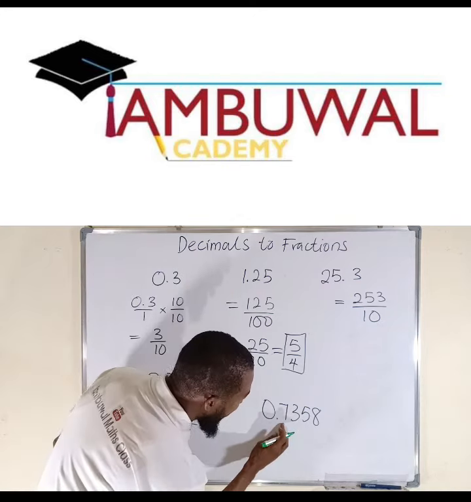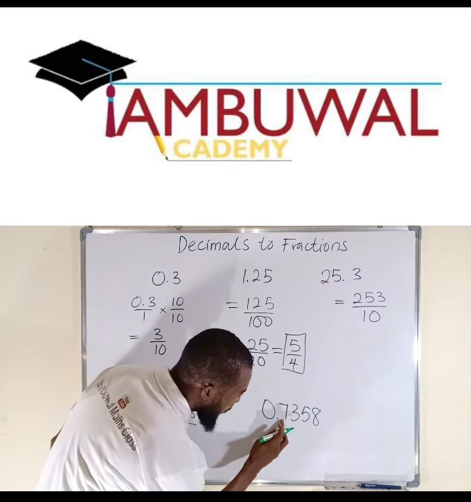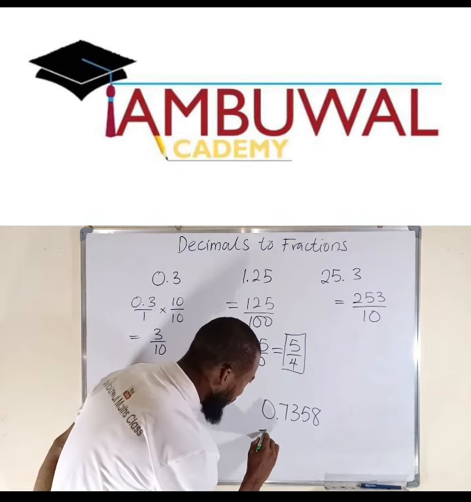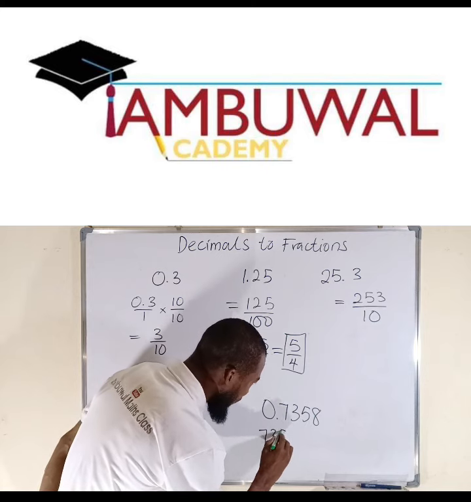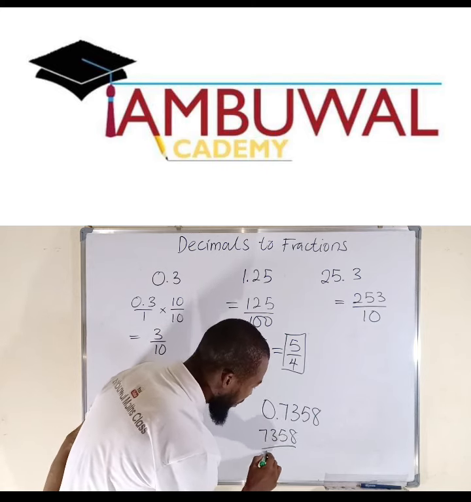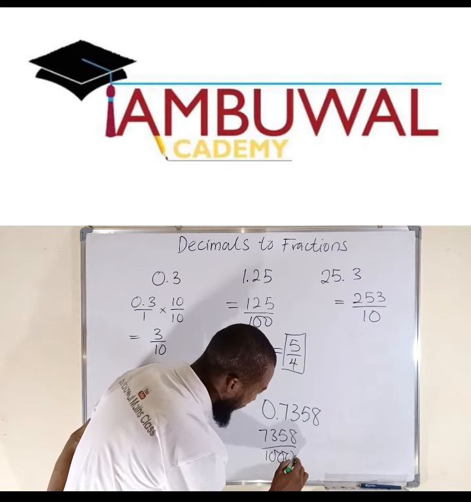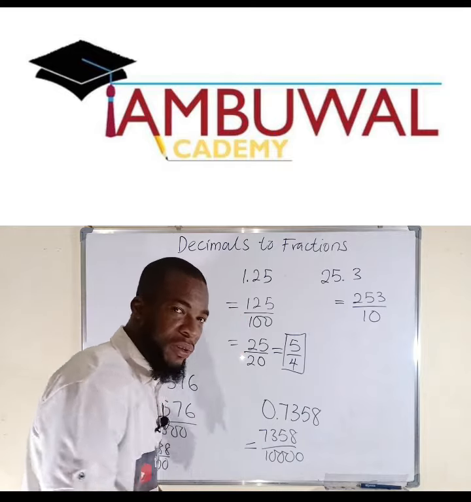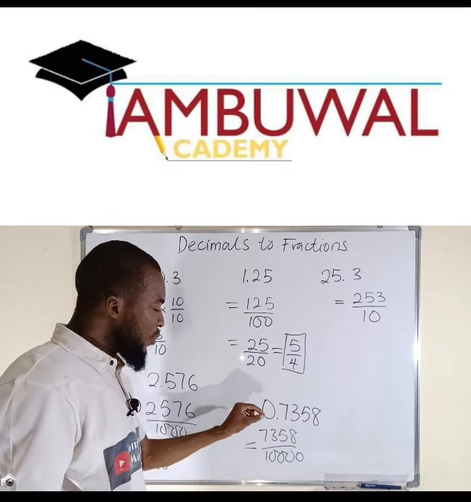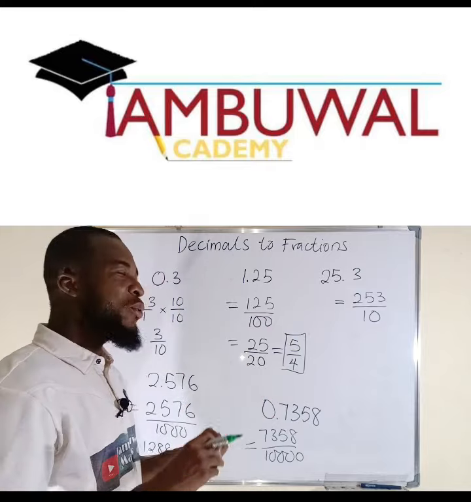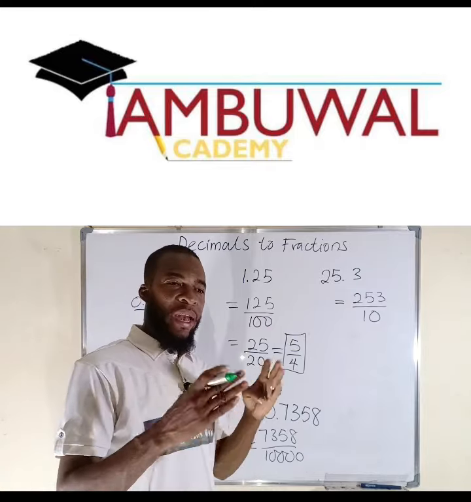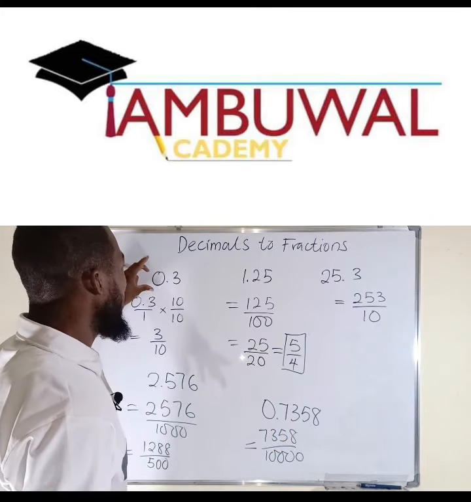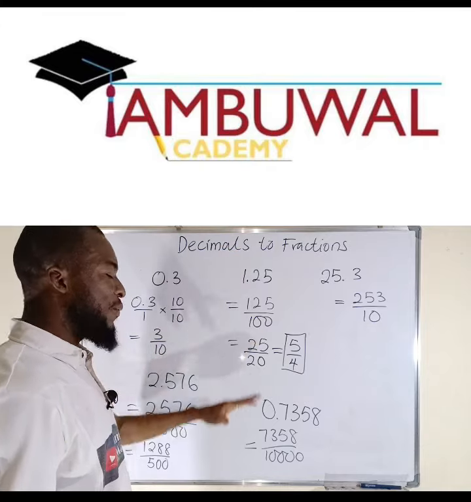Coming in here, how many decimal places do you see? 1, 2, 3, 4. You divide by 10,000, right? So this is 7358 divided by 10,000. All of these are even numbers, and even numbers can be divided by 2. So you keep on dividing until you get to a stage where no number can divide both numerator and denominator. So this is exactly how to convert decimal numbers into fractions.